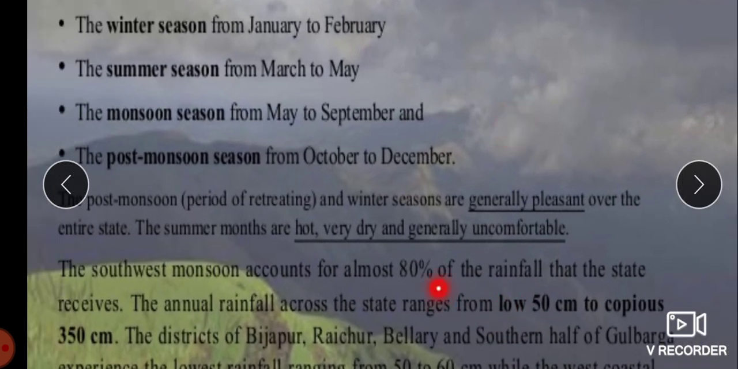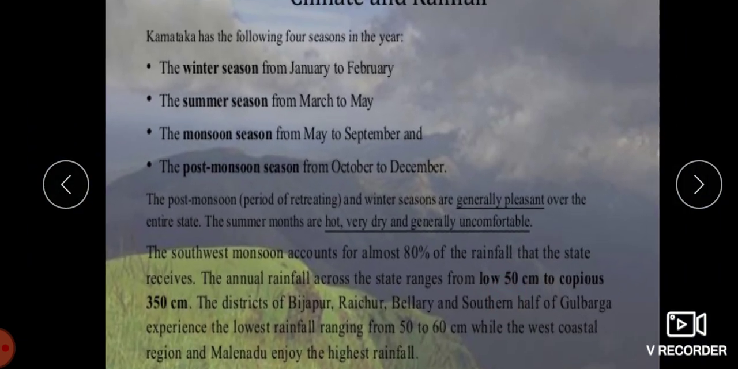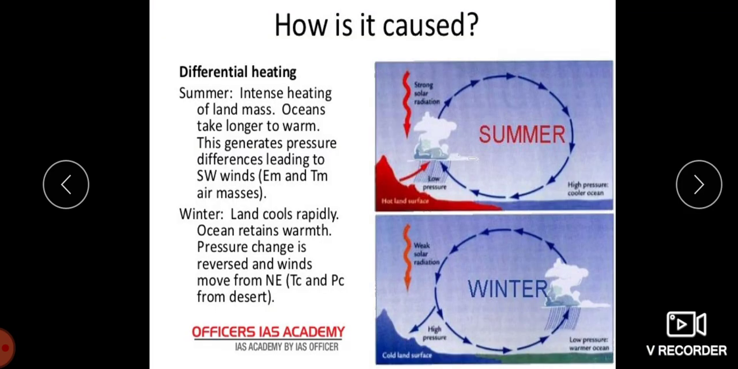The southwest monsoon accounts for almost 80% of the rainfall that the state receives. The annual rainfall across the state ranges from a low 50 centimeters to a copious 350 centimeters. The districts of Bijapur, Raichur, Bellary and the southern half of Gulbarga experience the lowest rainfall, ranging from 50 to 60 centimeters, while the west coastal regions of Malenadu enjoy the highest rainfall, children. Now we have to see how it is caused.